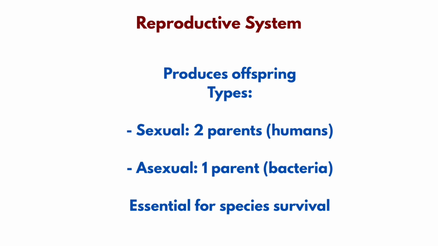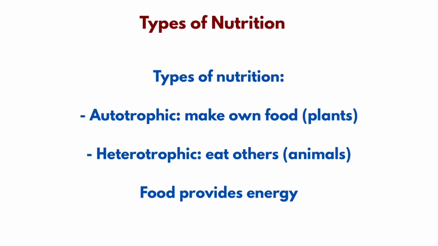So why is this important? Reproduction helps living things continue their species and stops them from disappearing. Now let's see the types of nutrition. There are two types of nutrition. First is autotrophic: those that make their own food, like plants. Heterotrophic is those that eat others, like animals. The food provides them energy.